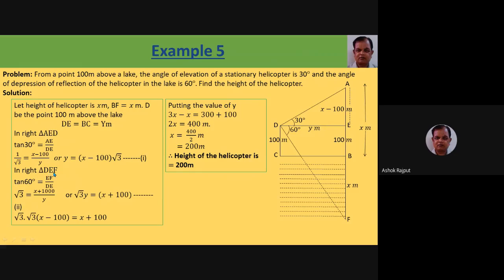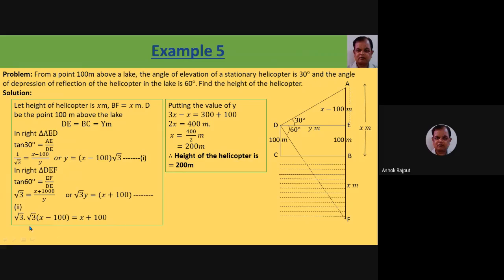In right triangle DEF, tan 60 equal to EF upon DE. As we are seeing in the figure, the value of tan 60 equal to root 3 by y equal to x plus 100. Sorry, it is wrong here. It should be 100 here, or root 3 y equal to x plus 100.